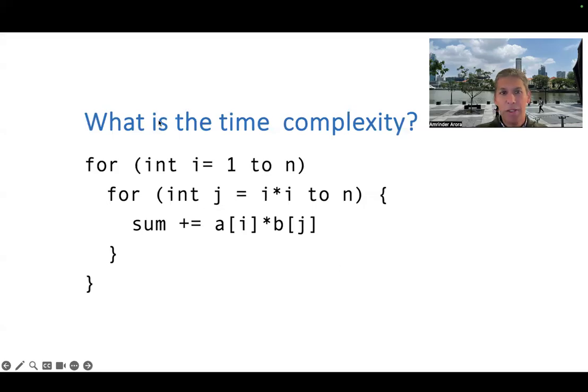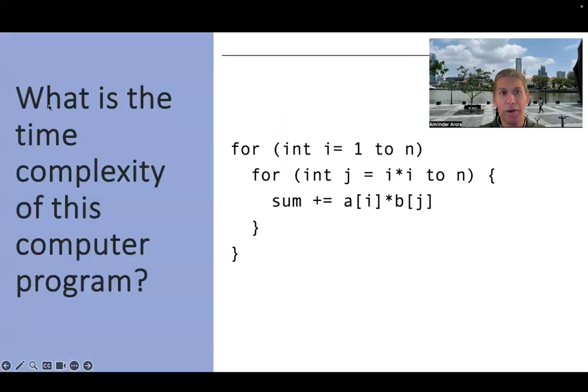Welcome, everyone. Today we are covering this question: what's the time complexity of this particular computer program, algorithm, or piece of code? So let's read through it quickly. For int i equal to 1 to n, for int j equal to i times i, that's i squared, to n, and then there's some piece of code inside which runs in constant time. So what's the time complexity of this particular computer program?